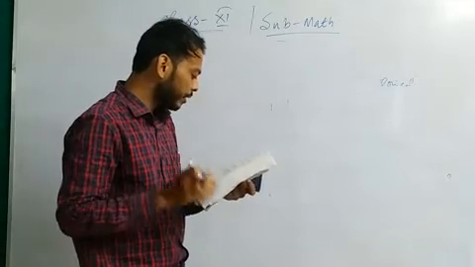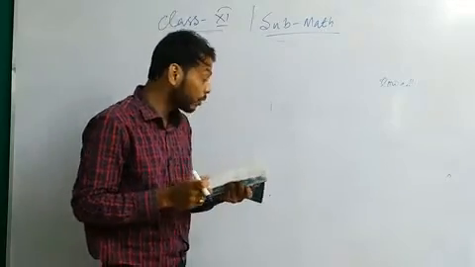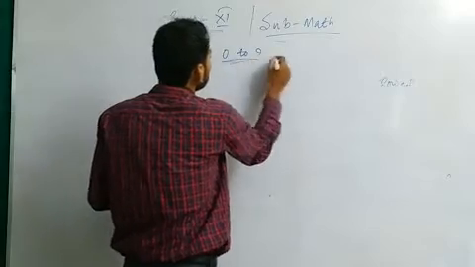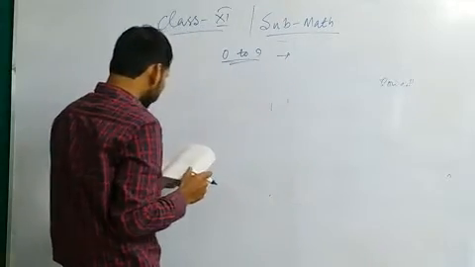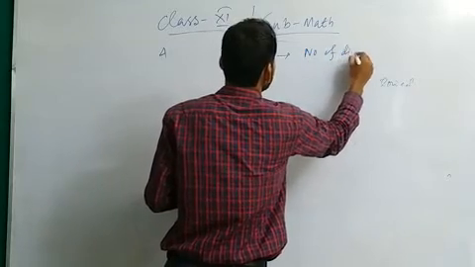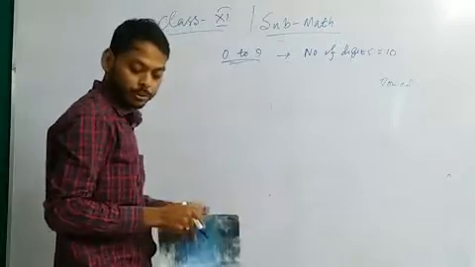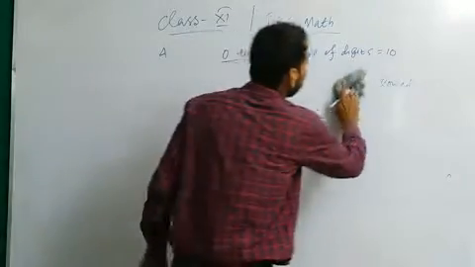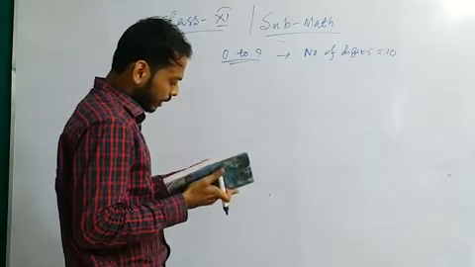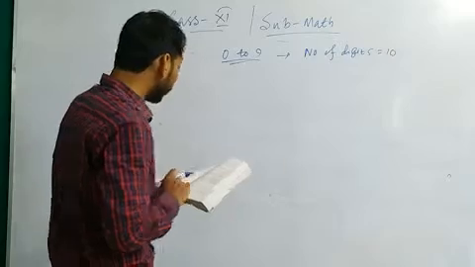how many 5-digit telephone numbers can be constructed using the digits 0 to 9? You can see here the digits 0 to 9, that means the number of digits equals 10. 0 to 9 means there will be 10 digits. Now here it is given, how many 5-digit telephone numbers can be made.